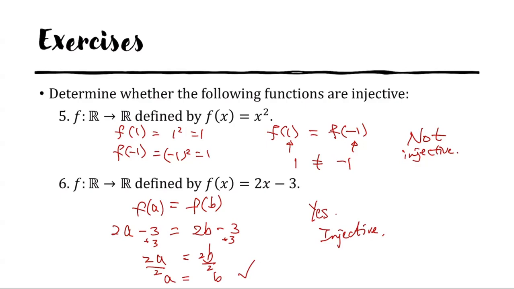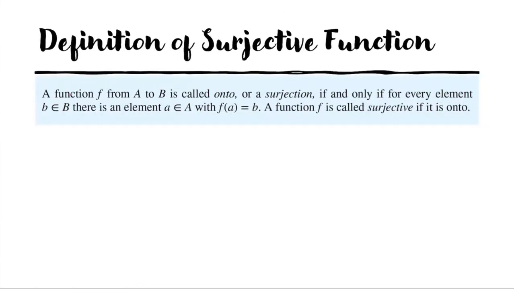Okay, then we will move on. Now let's look at the surjective function. A function f from A to B is called onto or surjective if and only if for every element b in set B, which is the output set, there is an element a in the input set A with f of a equals b. Then the function f is called surjective if it's onto.